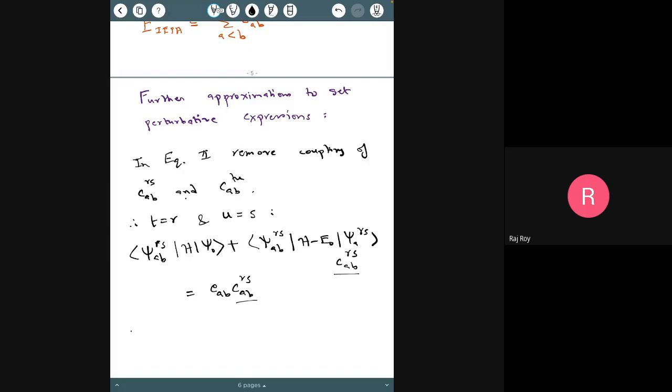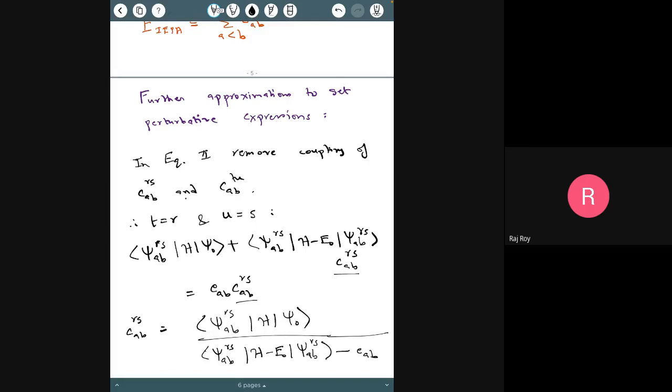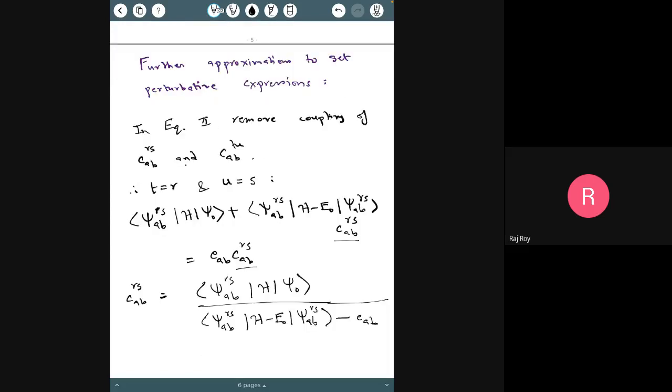Okay. So what is CAB RS then? CAB RS is simply psi ABRS H psi 0 divided by psi ABRS H minus E0 psi ABRS minus EAB. So now I only have a direct expression. I just need to evaluate this and I get my coefficients.